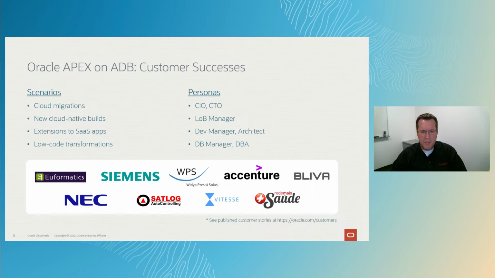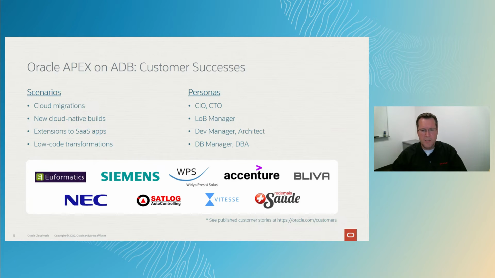A number of cloud native builds, where the customer is interested in building and deploying low-code apps natively in the cloud from the get-go, and they're using Autonomous Database to do that. Some scenarios that are extensions to SaaS apps or packaged apps in the cloud, using Apex to extend that capability. And then increasingly low-code transformations, where it's really the concept of low-code apps that is driving the discussion. Customers have heard about low-code, are very interested in Apex, are interested in running Apex on Autonomous Database, but it's really low-code that's driving the discussion, and it's part of a larger digital transformation effort.